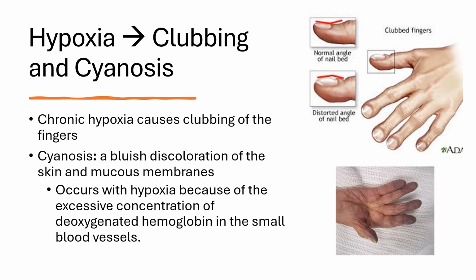Cyanosis is a bluish discoloration of the skin and mucous membranes. This occurs with hypoxia because of the excessive concentration of deoxygenated hemoglobin in the small blood vessels. So basically, in these very small blood vessels, I don't actually have as much oxygen, but my kidneys keep secreting erythropoietin, keep trying to increase the red blood cells in hopes that they can carry oxygen. So what you'll see instead is this bluish discoloration of the skin, because I've got a high concentration of hemoglobin that does not have enough oxygen, if that makes sense.